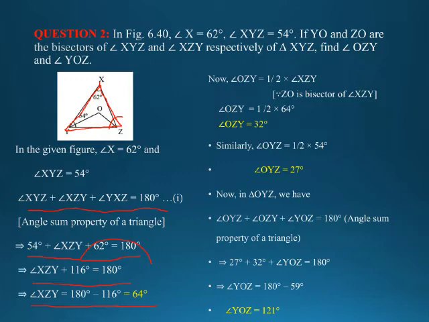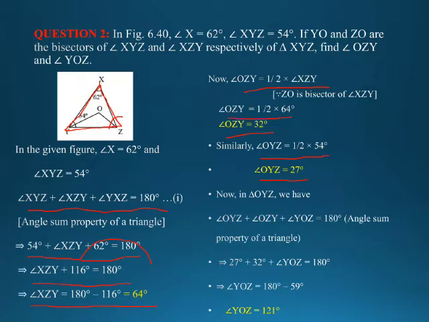Now for finding angle OZY, we take half of XZY. Then angle OZY equal to half of 64. 64 divided by 2 is 32 degrees. Angle OZY equal to 32 degrees. In the same way we find angle OYZ. Angle OYZ equal to half of 54, that is angle OYZ equal to 27 degrees.